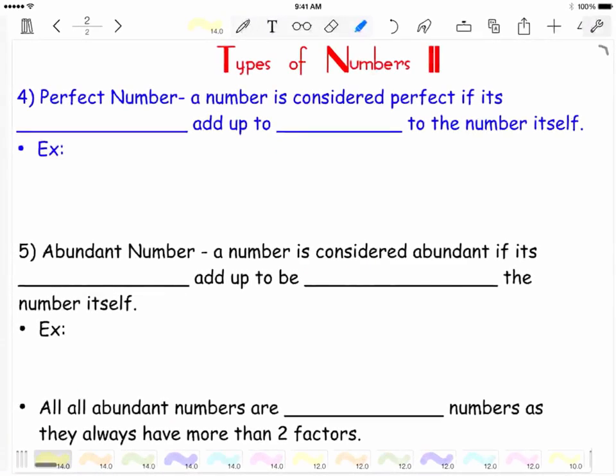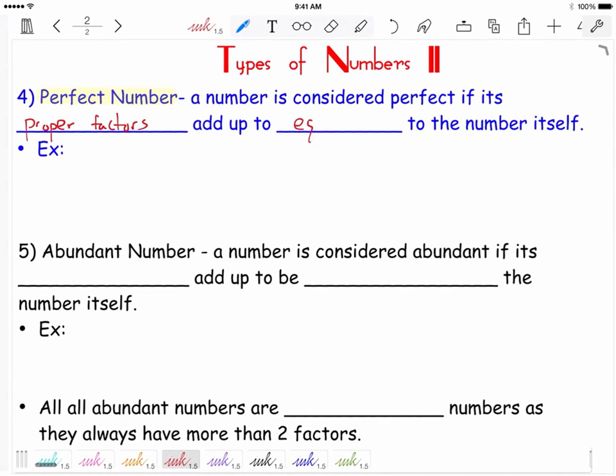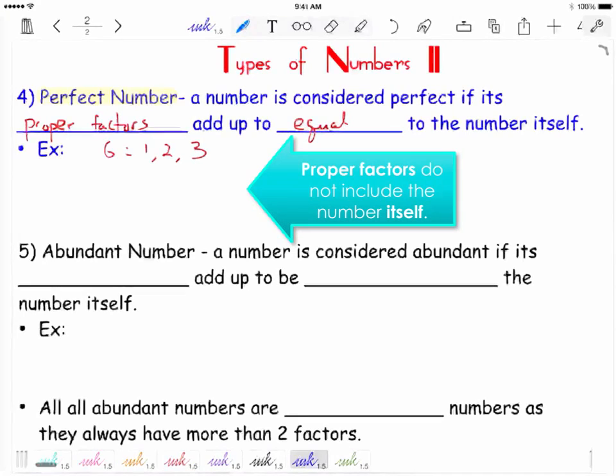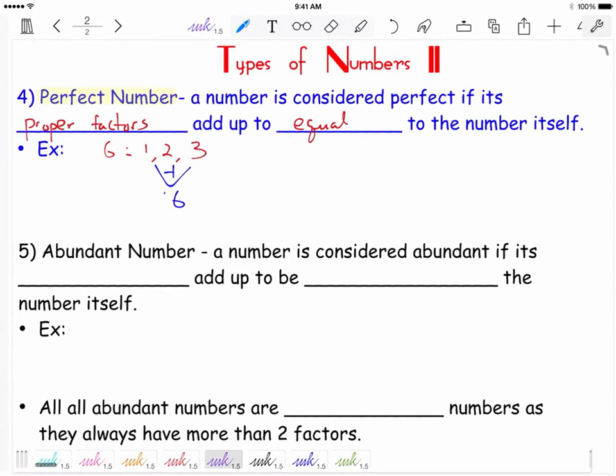The fourth word is perfect number. A number is considered perfect if its proper factors add up to equal the number itself. For example, the proper factors of 6 are 1, 2, and 3. Again, you don't include the number itself. If you add all these proper factors together, it is 6, which is equal to the number itself. So 6 is a perfect number.